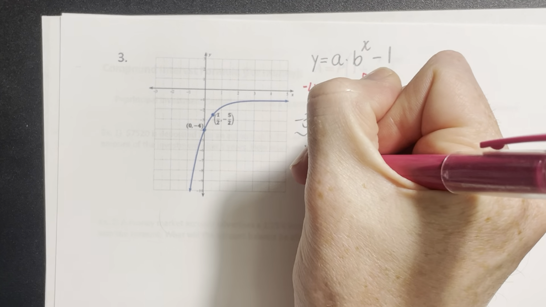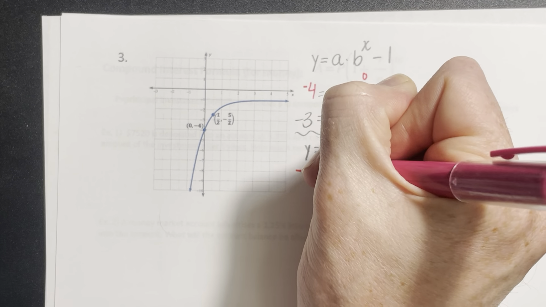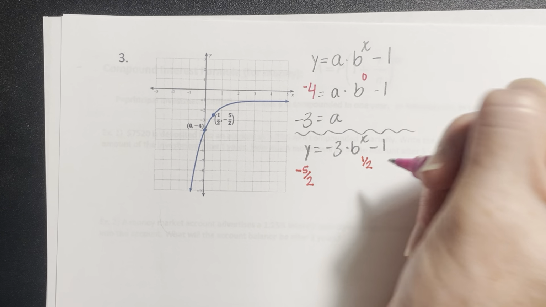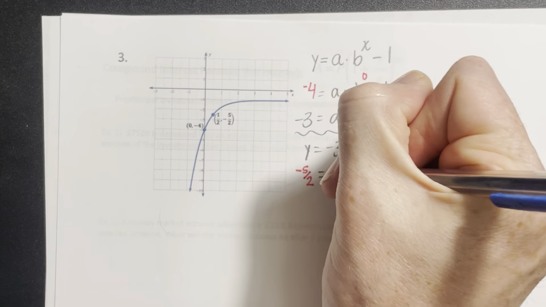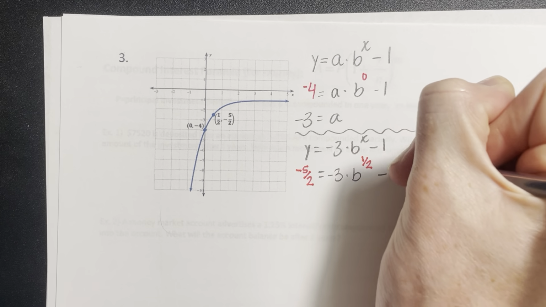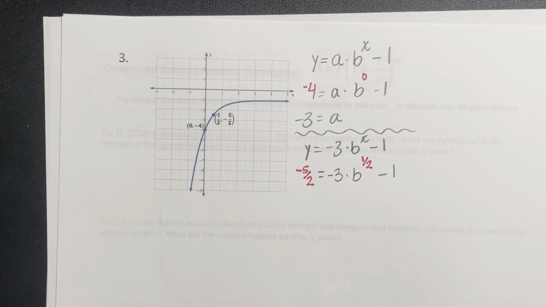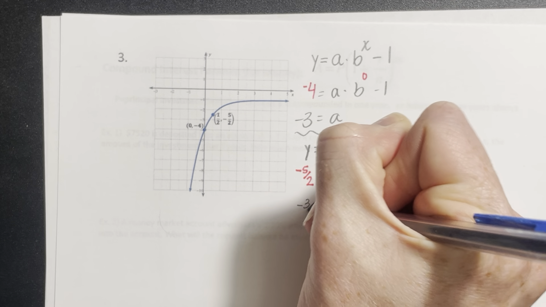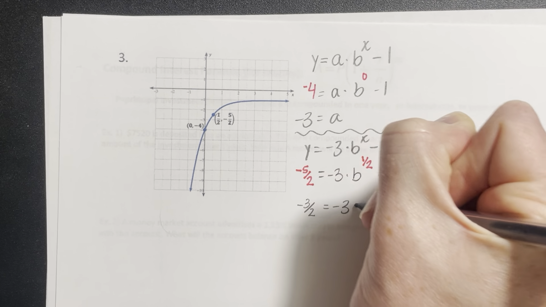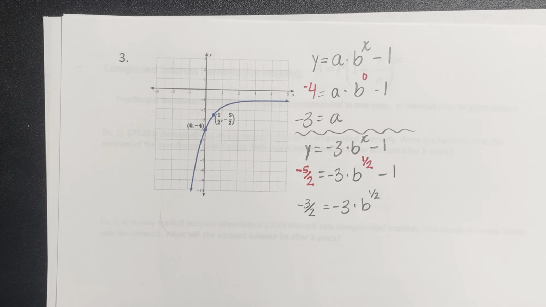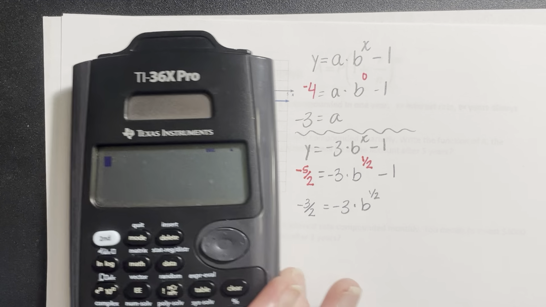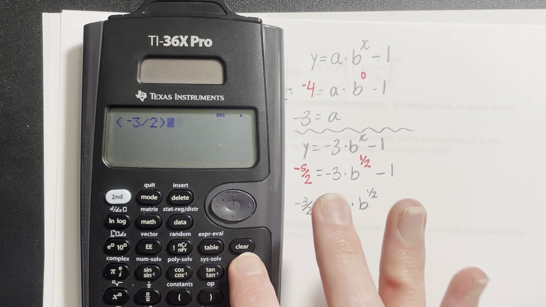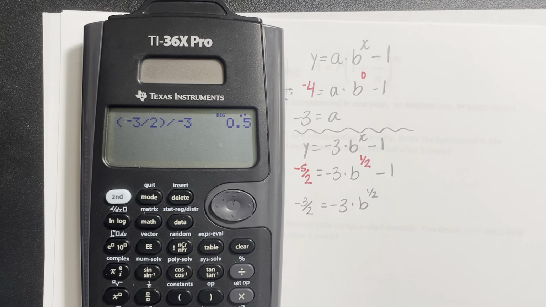The other point we were given is (1/2, -5/2). So the y value is -5/2, and the x value is 1/2. We would add 1 to both sides. Adding 1 to both sides would make this -3/2 equals -3 times b to the 1/2 power. We can divide both sides by -3. This is -3/2 divided by -3, and we just get 1/2.